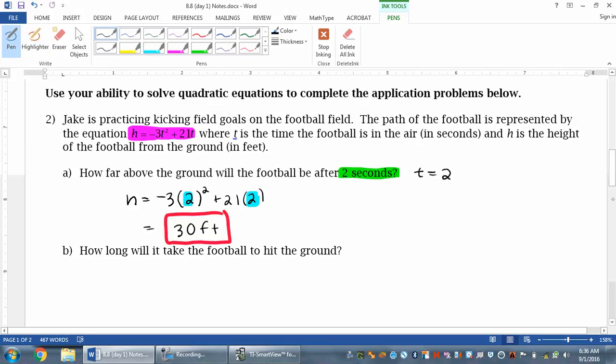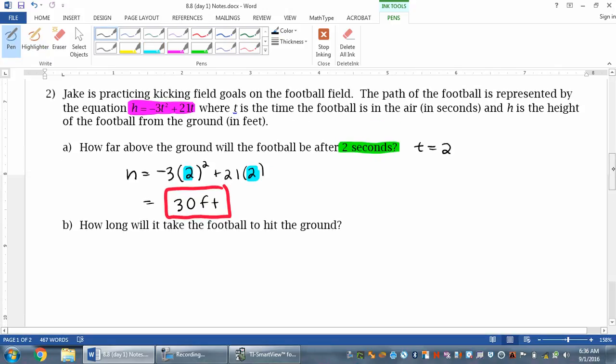Now, part B says how long will it take the football to hit the ground? So now we're talking about hitting the ground. What do I know about any object on the ground? Hopefully you're saying the height is always going to be 0. Again, anytime the object is on the ground, the height is always 0. So I'm going to start from the original equation. Instead of h, I'm going to put 0 equals negative 3t squared plus 21t.